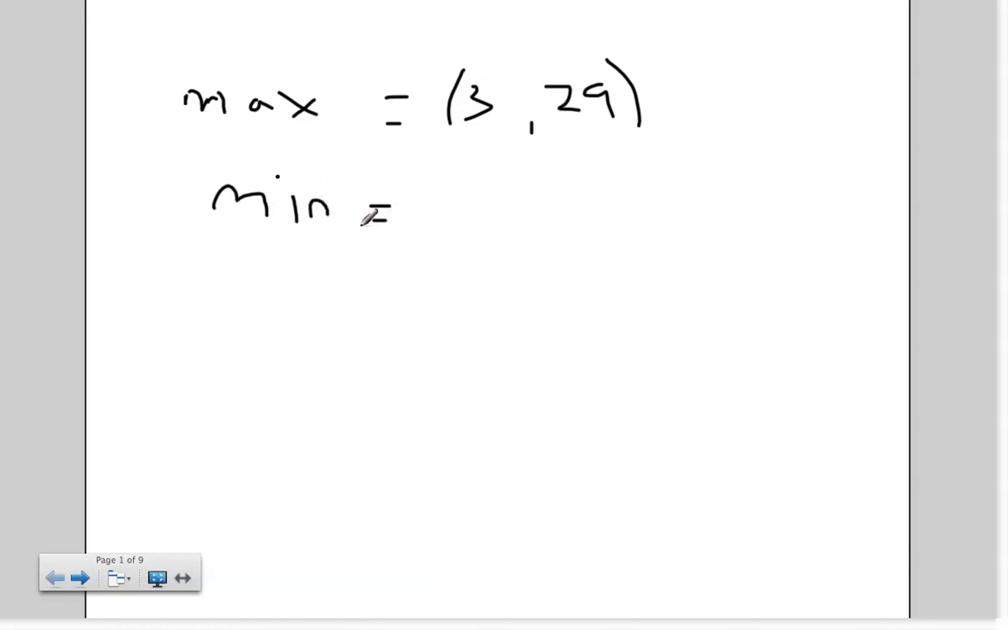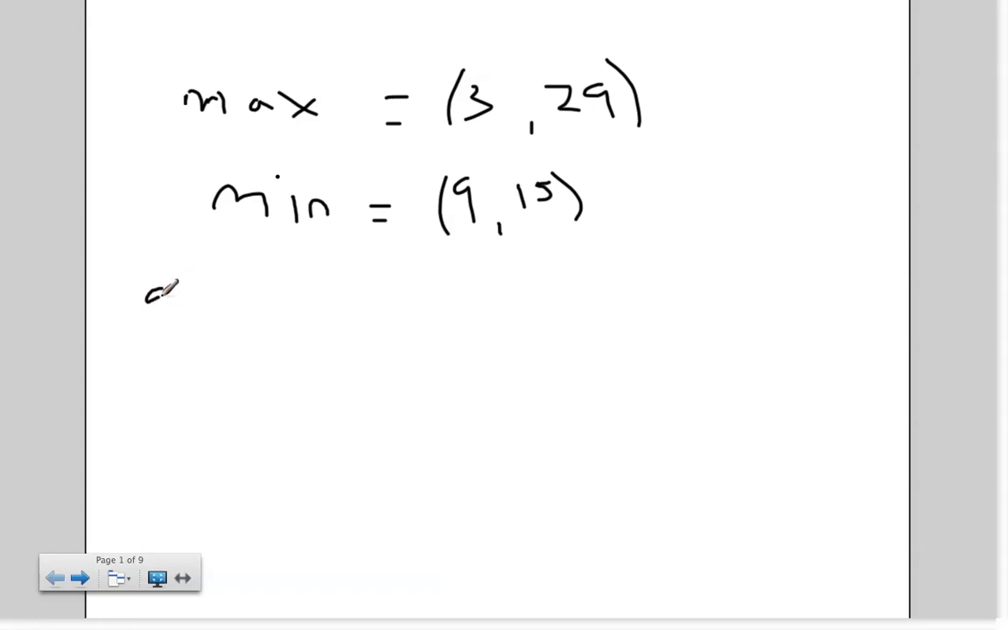I have question 10A from the November '08 exam. Let's get started. So we're given 2 points here, where we know that a maximum is at (3, 29) and a minimum is at (9, 15). And the first question asks to find the value of A.